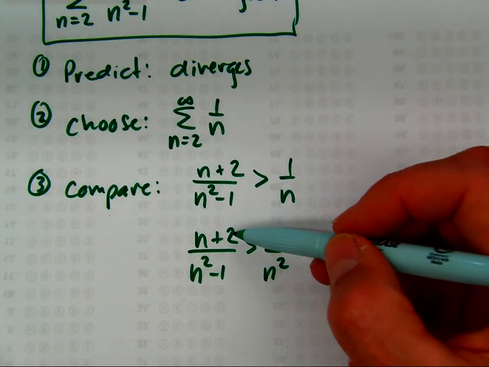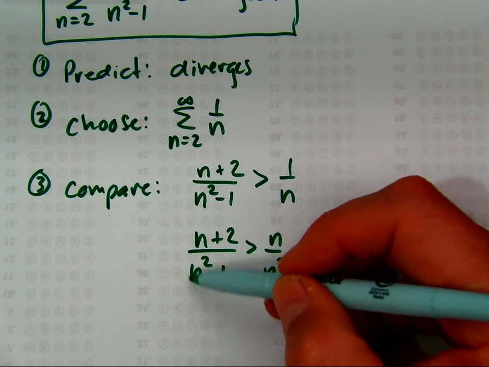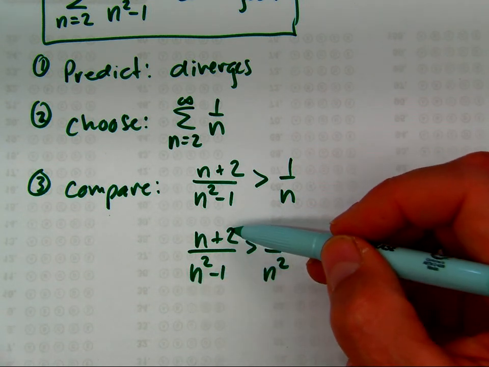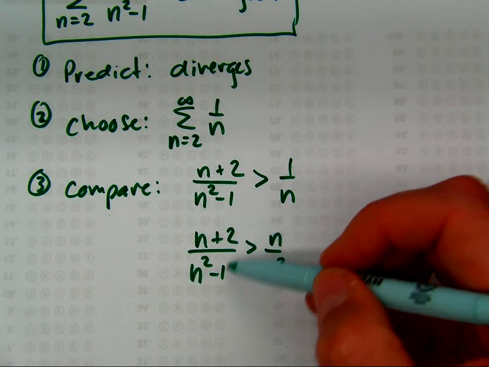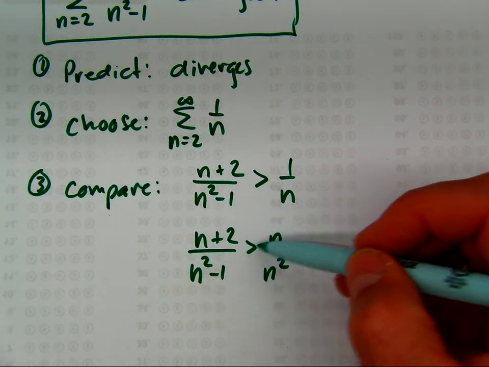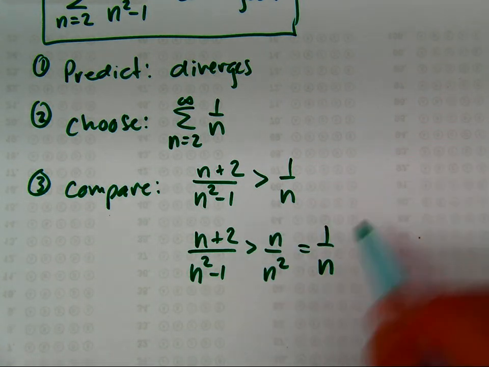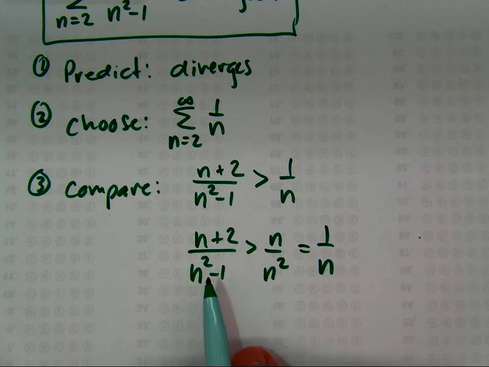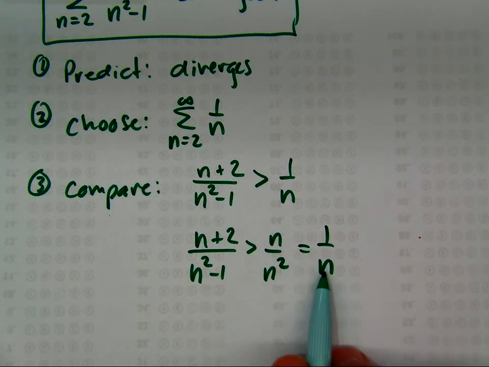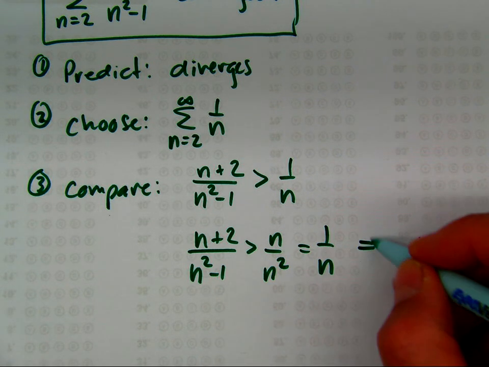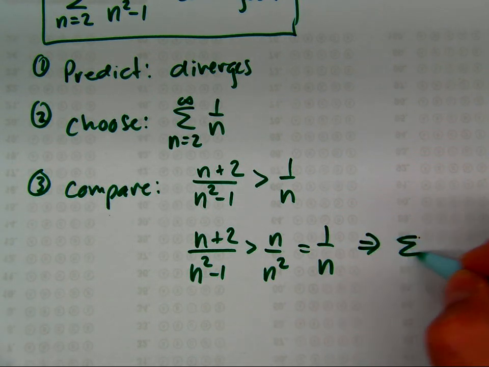So if we make the denominator smaller and the numerator larger than this, then that means this fraction will be greater than this fraction. And this is equal to 1 over n. So this shows that the sequence that we're testing is greater than the harmonic sequence. Therefore, the series diverges.